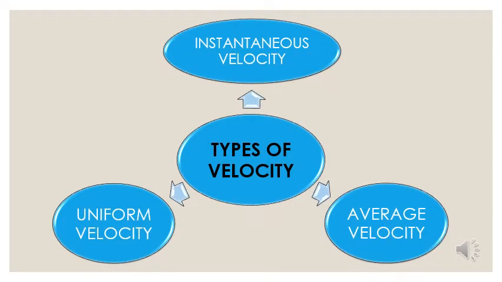There are three types of velocities. First, instantaneous velocity. Second, average velocity. And third, uniform velocity.